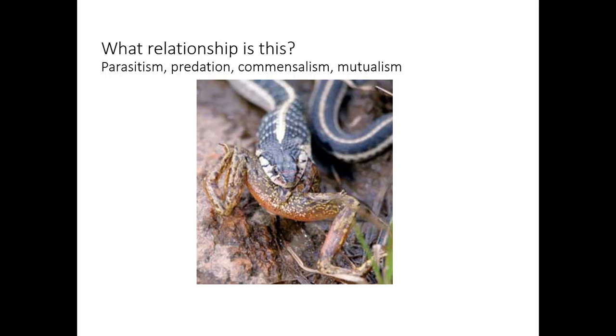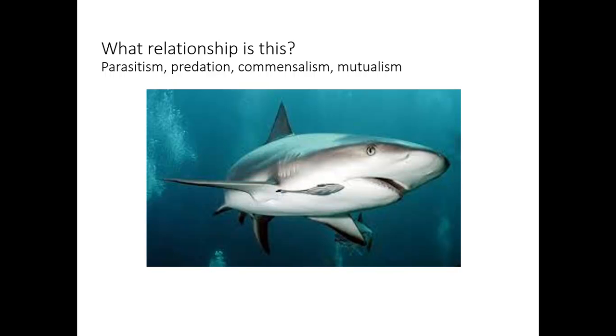Okay, what relationship is this? Is it parasitism, predation, commensalism, or mutualism? This is predation. What relationship is this? You see the eel, the fish on the shark. This is commensalism. Benefit to the shark. Actually, no, this is mutualism. This is a benefit to the shark getting cleaned, and the fish is getting food.